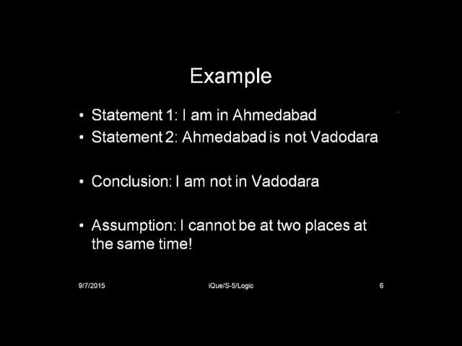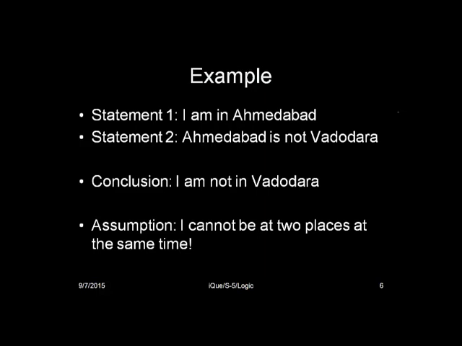But if my assumption is false, if it is possible for me to be at 2 places at the same time, then despite the fact that I am in Ahmedabad and Ahmedabad is not Vadodara, I cannot positively conclude that I am not in Vadodara. It may be possible that I am in Ahmedabad and Vadodara, 2 distinct places, at the same time. So, for the given conclusion to be true, I have to assume that I cannot be at 2 places at the same time.